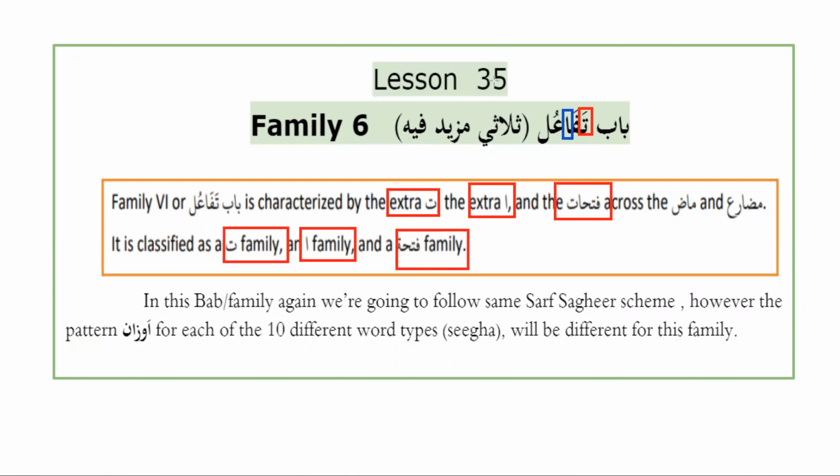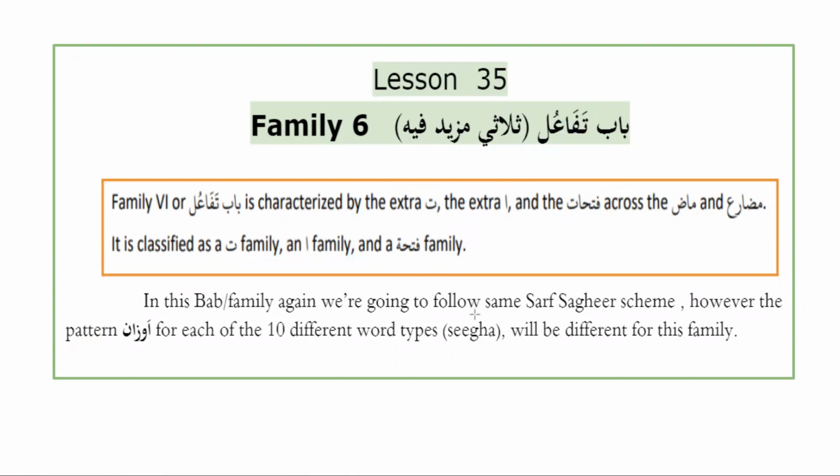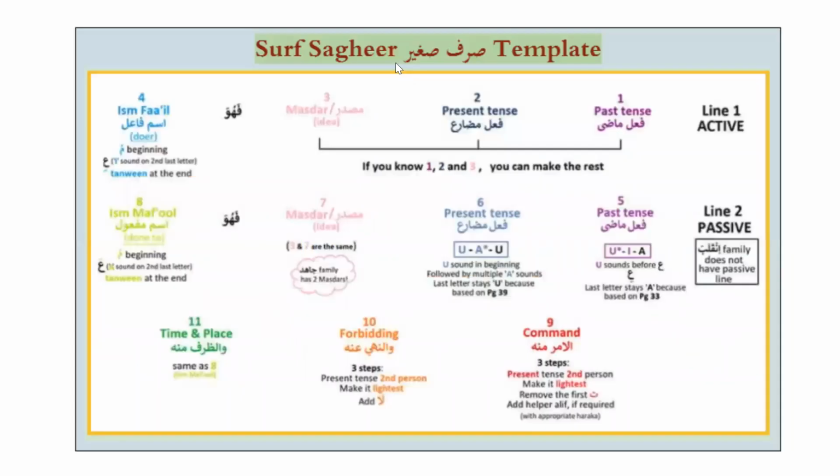Just like before, we are going to follow the same Sarf Sagir pattern, same Sarf Sagir scheme, and we are going to see the pattern or wazan of this family. This is the Sarf Sagir template that we follow: first line, second line, and third line. First line is the active form, second line is the passive form, done to form, and in the third line we have commanding, forbidding, and the ism of time and place, which is called zarf.